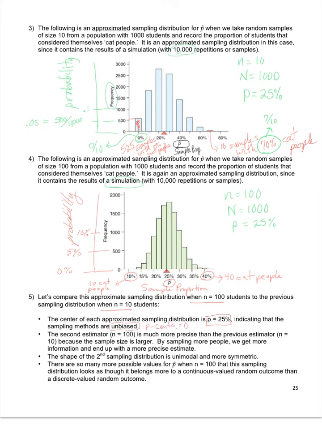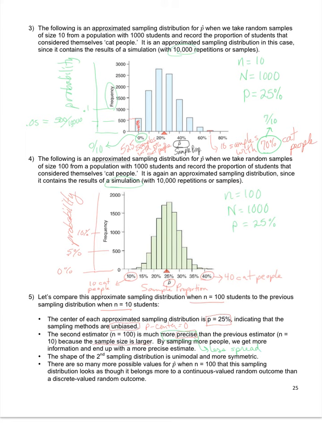All right, the second estimator, n equal to 100, is much more precise than the previous estimator when n was 10. And that's because the sample size is larger. So by sampling more people, we get more information, and we end up with a more precise estimate. So remember that more precise is indicated by less spread on the horizontal axes.